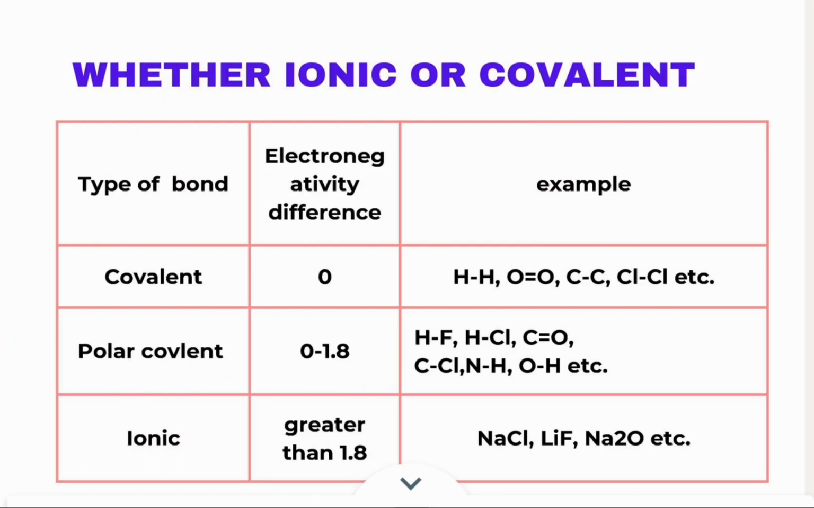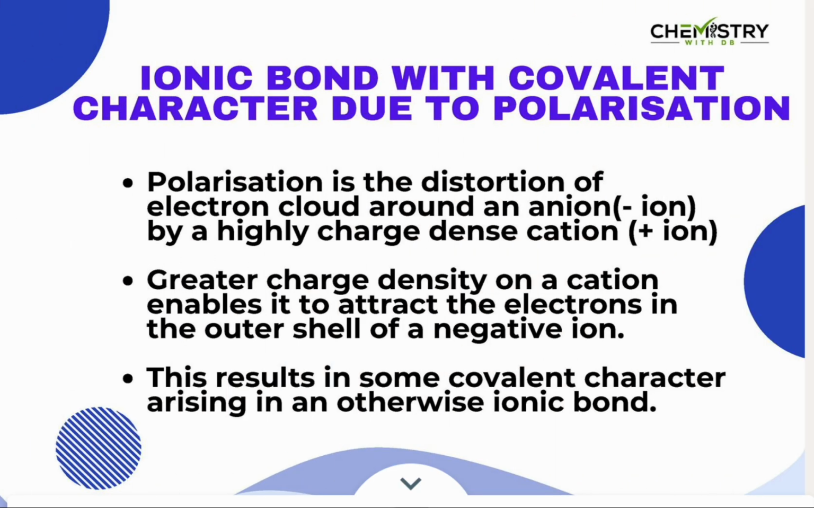So here I have made a table to just explain my point further, that if the electronegativity difference is 0, then in that case it will be a pure covalent bond. If the difference is from 0 to 1.8 approximately, then it would lead to a polar covalent bond, and when the difference is greater than 1.8, it ends up being an ionic bond. We have already learned that ionic bonds can also have some covalent character when polarization occurs. I have created another video on polarization in detail, so you can watch this. I'll give the link in the description box below.